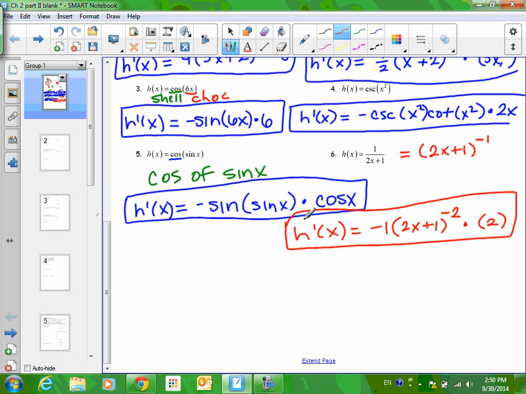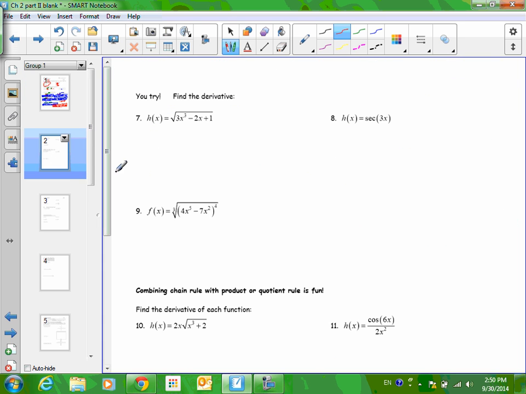By the way, if one of you did this using quotient rule, your answer would look a little bit different than mine. But do you know how you'd always put over denominator squared? See, this denominator to -2 is the same as squared in the denominator. They end up being the same thing, just look different. They're simplified differently. Okay, what I want you to do is 7, 8, and 9 on your own.